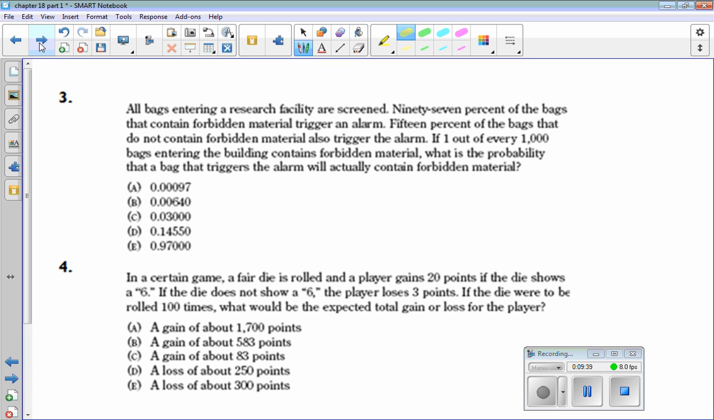There's more than one thing going on. I agree. You can either have forbidden material in your suitcase or not, and you can trigger an alarm or not. So when you have more than one thing going on, that to me screams tree diagram. So let's just draw one real quick. You either have forbidden material or you don't. And then you either trigger an alarm or you do not.